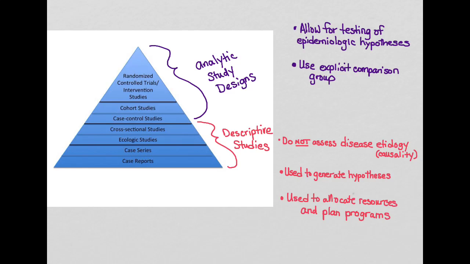And so for analytic study designs, what they allow you to do is actually test hypotheses about the relationship between an exposure and a disease. So whereas the descriptive studies generate hypotheses, the analytic study designs allow for testing those hypotheses. And in all of the analytic study designs, there's an explicit comparison group or control group.